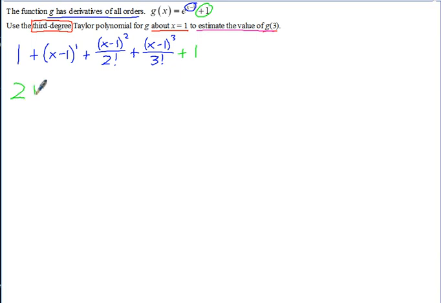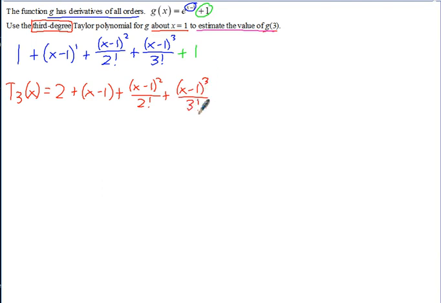And then, oops, let me just make room, I forgot to write, this is going to be T sub 3, 3rd degree Taylor polynomial of x, would be 1 plus 1, 2, plus x minus 1 plus x minus 1 squared over 2 factorial, plus x minus 1 cubed over 3 factorial. There's our 3rd degree Taylor polynomial. So about x equals 1, we can see it's x minus 1s here instead of just x's. So that's the first thing we have to find.